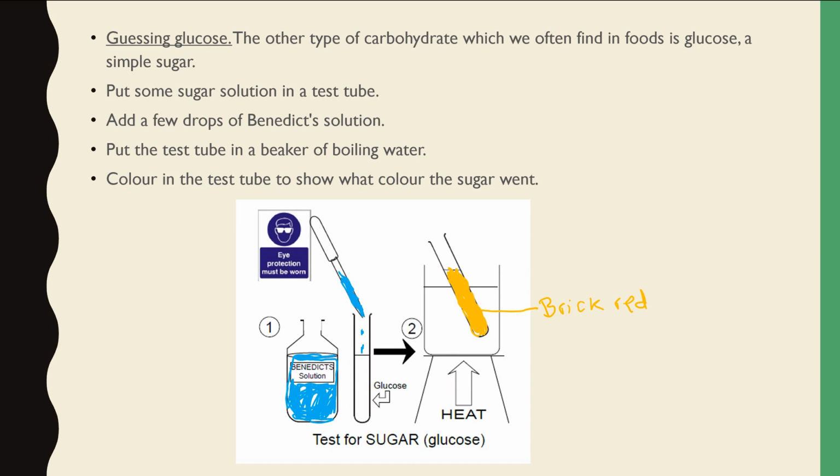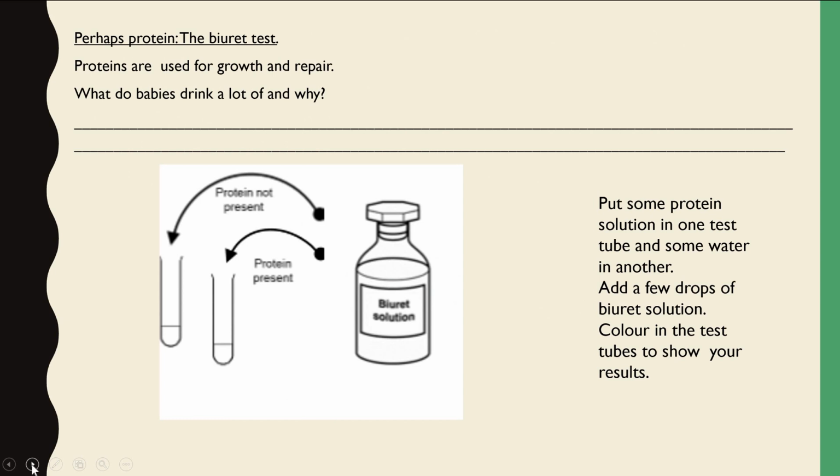So if you get asked what colour Benedict's turns when it's added to glucose, it turns brick red. Right, so we're now going to go on to the third food test, which is for protein. This is on page 13 in your book. So, protein, the Biuret test.